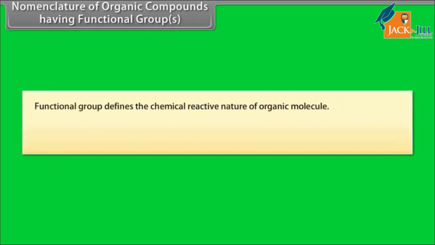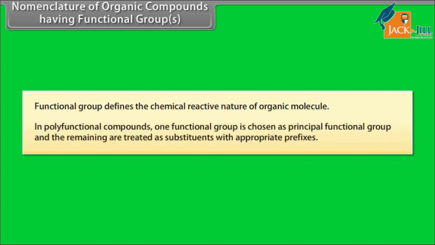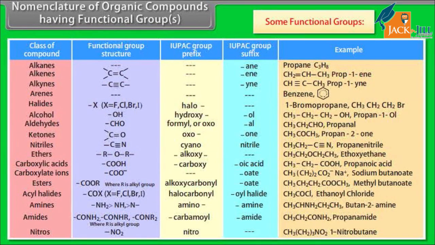Nomenclature of organic compounds having functional groups. Functional group defines the chemical reactive nature of an organic molecule. In polyfunctional compounds, one functional group is chosen as the principal functional group and the remaining are treated as substituents with appropriate prefixes. Some functional groups are given below in the table.